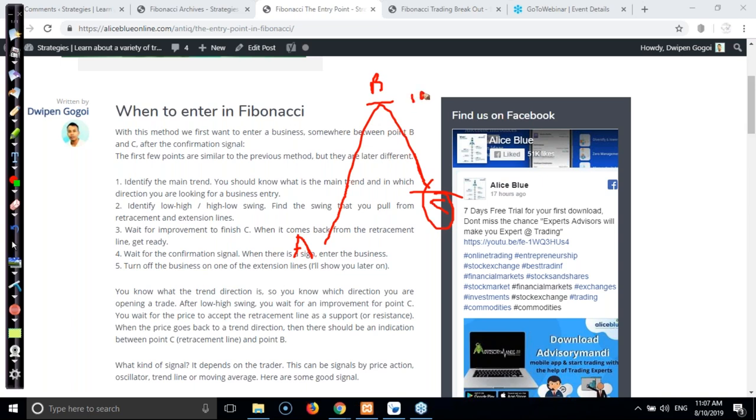100%, right? Or here will be 0%, right? Sometimes price is bouncing from 23%, right? They are bouncing from 23%. Sometimes they are bouncing from 38%, right? Sometimes bouncing from 50%, like 50%. Sometimes bouncing from 61%, right? Sometimes price is bouncing like that. So here might be the C point, here might be the C point, here might be the C point, right? That is why I always wait to complete that C point.